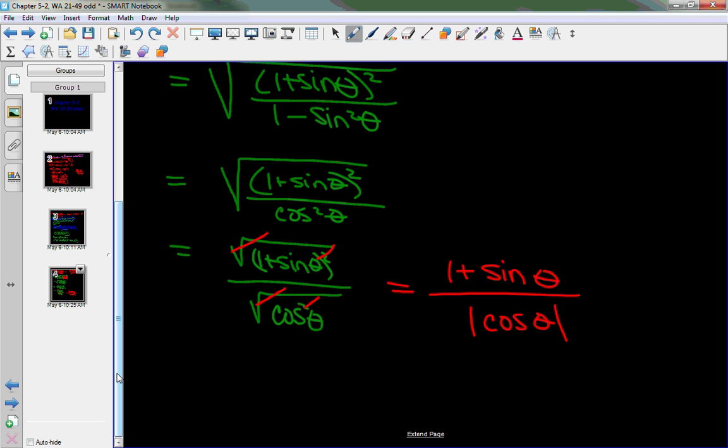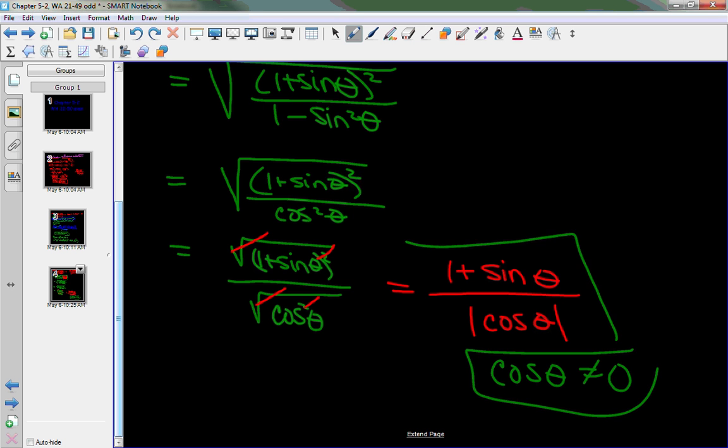You can't take the square root of a negative number, right? Why is it the absolute value? Because the square root is on both of them, okay? You can't take the square root of a negative number, which is why it's the absolute value, which is why we have to keep it always positive. But keep in mind, it can never be 0 in the denominator. So keep in mind, cosine of theta cannot be 0. That's kind of like a domain restriction that we have on there, just so that you're aware of that. Because if you divide by 0, then the whole thing's gone, right?